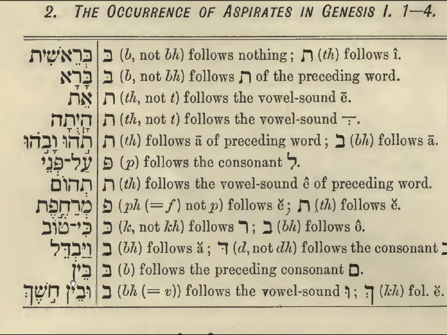Ben. The B is not aspirated. Vayabdel. Up here. B, B. Uben choshech. The B is not aspirated in the Spanish and Portuguese. So whenever a B occurs, it's always B, no matter whether it's got a dot or not. T is always T, whether it has a dot or not.